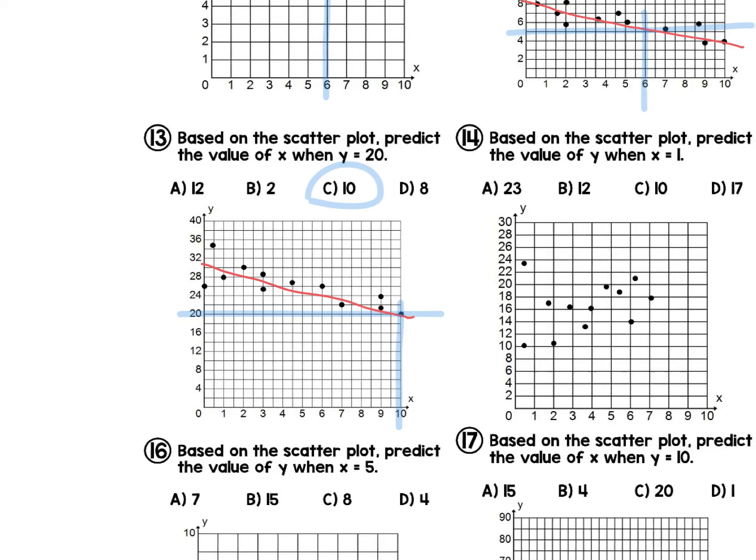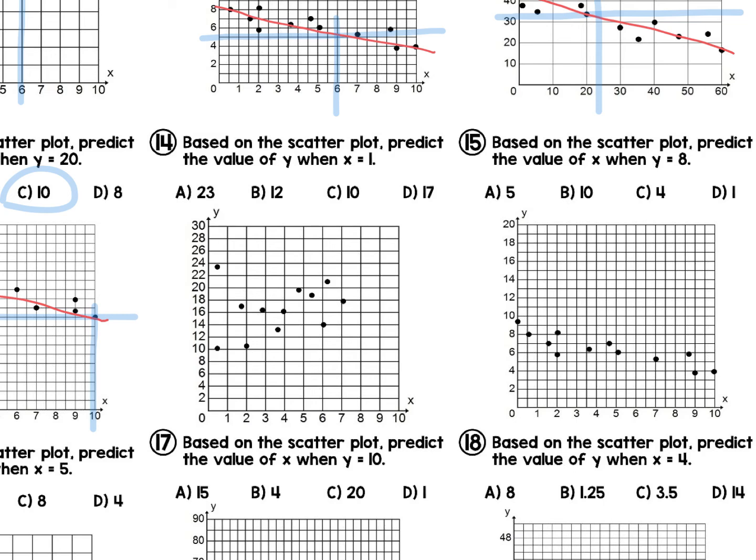All right, let's try another one. So we want to predict the value of y when x is 1. So let's put a line where x is 1 right here, and then try to go halfway in between all the data. I don't know if that's a great line, but I'm thinking that a good value will be, it looks like 17 is the closest one, like right here.